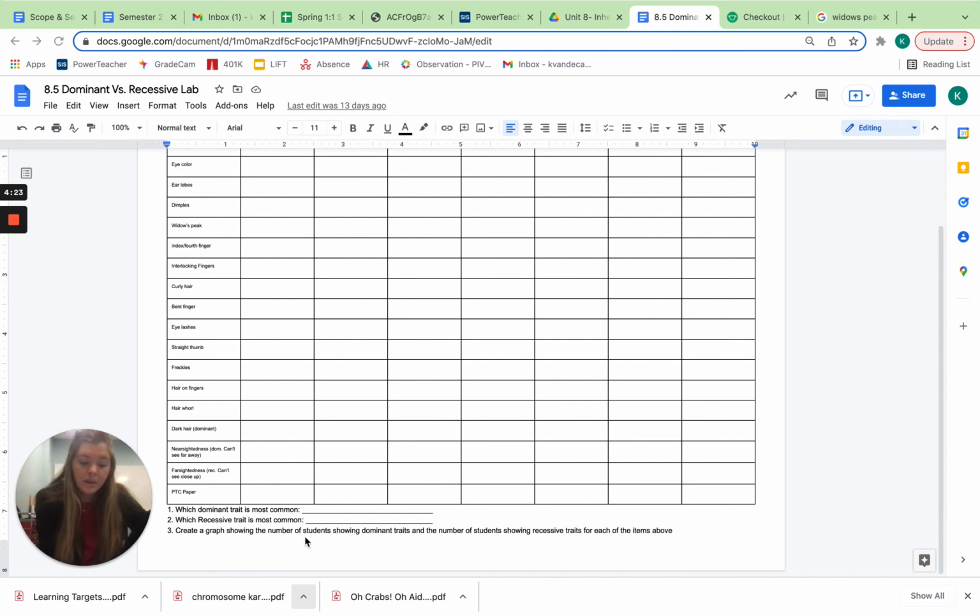You're going to get a decent amount of points for this graph because I know it's going to take a decent amount of time. Make sure your graph includes color as well. Remember, there's colored pencils and markers up in the front polka dot bin. Again, if you have any questions, please be sure to email me. Otherwise, have a good day.